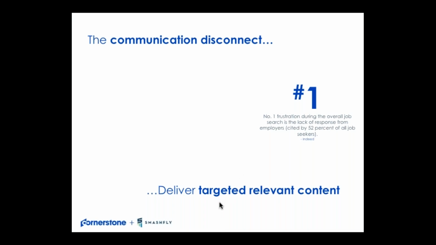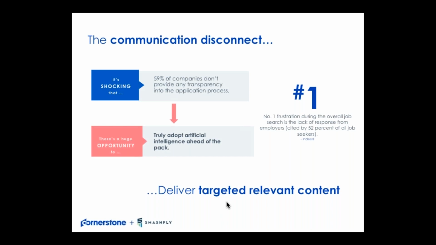So I think there's some animation here that'll bring this up. There's the communication disconnect, which is pretty simple to sum up, but it's really all about delivering targeted, relevant content. We found that 59% of companies don't provide any transparency into the application process. There's an opportunity to use things like artificial intelligence. Chatbots are all the rage, and a huge buzzword, but that tool has a very specific and useful application in answering the very basic questions that most candidates have.